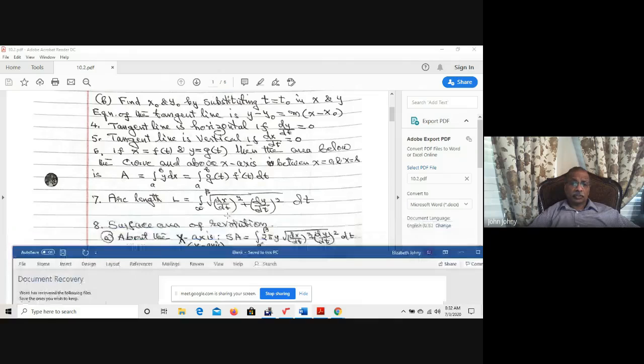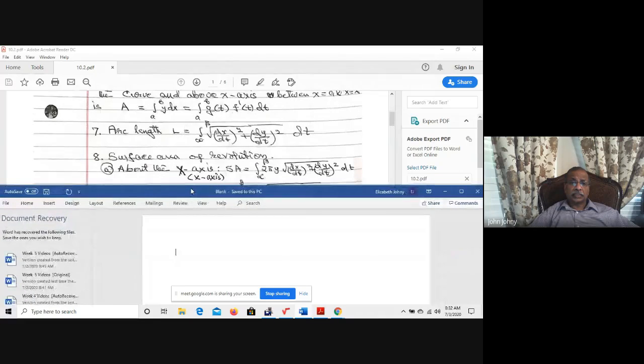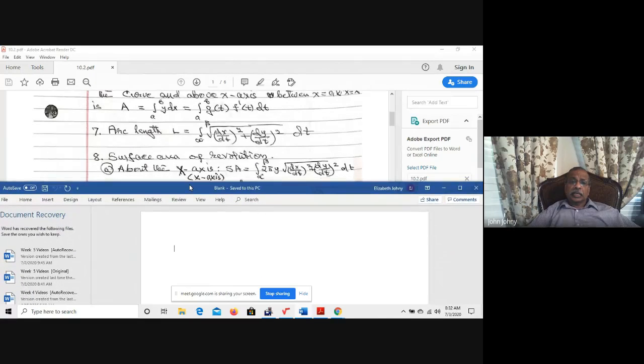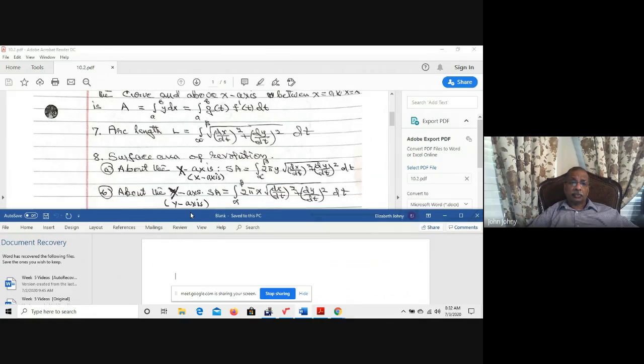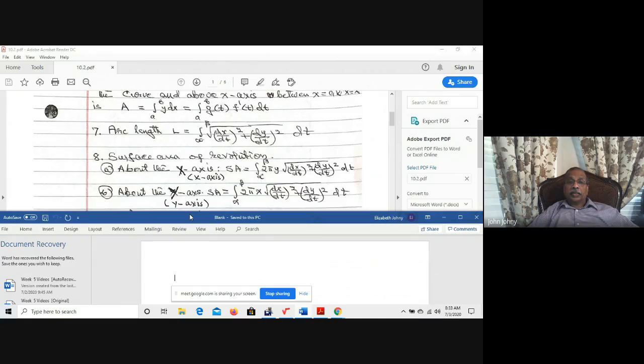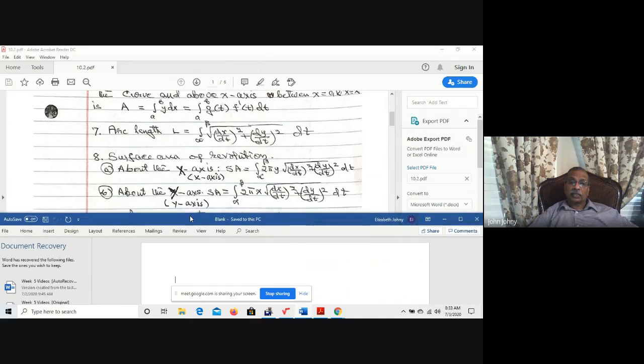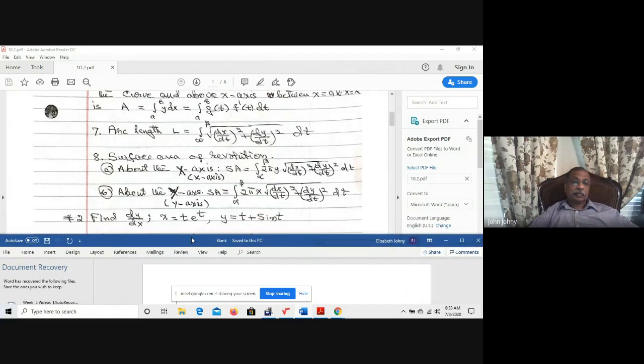Surface area of revolution. If the curve revolves about the x-axis, the surface area is the integral, t varies from alpha to beta, of 2 pi y times the square root of dx over dt the whole square plus dy over dt the whole square, dt. If the curve revolves about the y-axis, you have to interchange x and y. So the surface area is the integral from alpha to beta of 2 pi x times the square root of dx over dt the whole square plus dy over dt the whole square, dt.